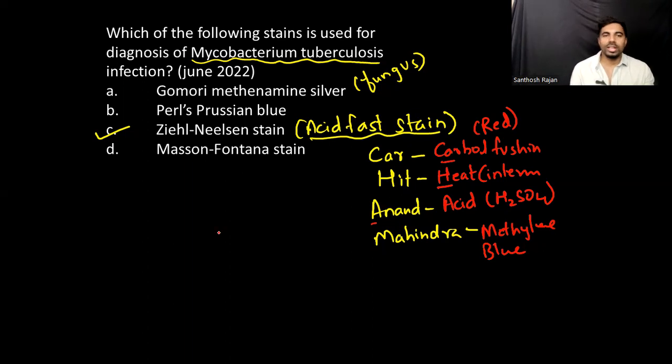Before going to that topic, let me talk about this H2SO4. In many cases, Ziehl-Neelsen is the acid fast stain. There is also a cold method, and the cold method is also called Kinyoun's method. Kinyoun's method.